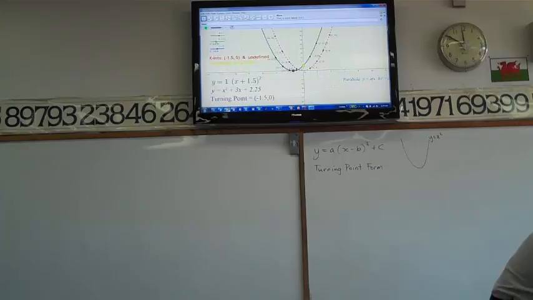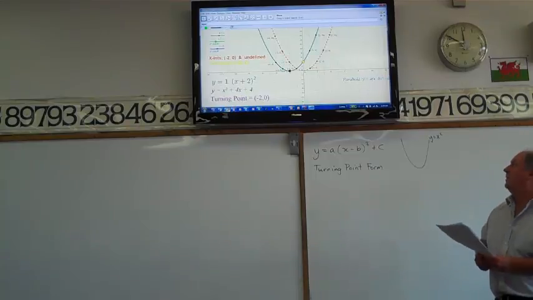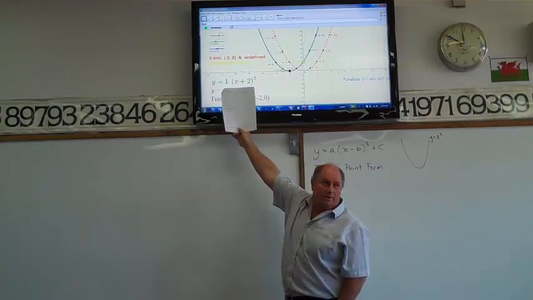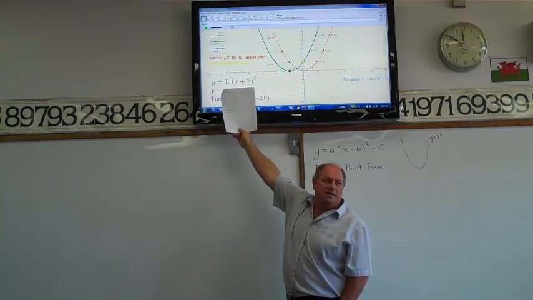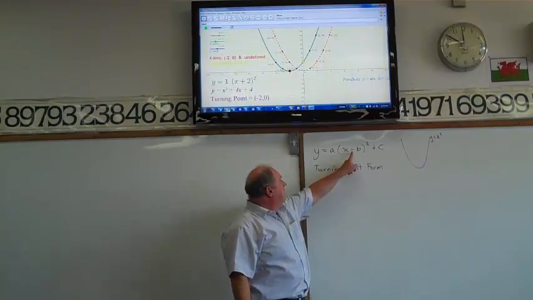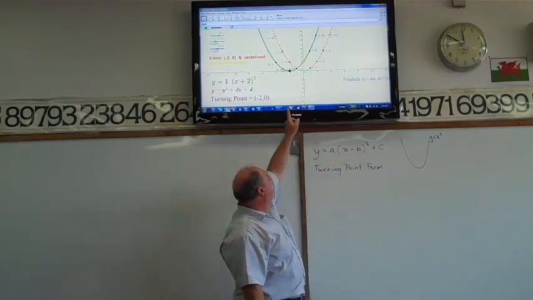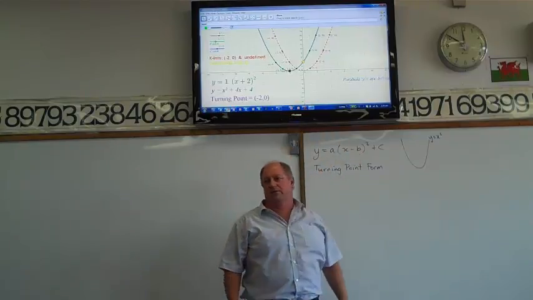So to make it +2 in the brackets, I actually have to move it to the left. The rule we're wanting is y equals x squared, well, x plus 2 squared, sorry. So to do that, the b value has to be negative because minus a minus makes positive in the bracket. Can you draw that graph, please?